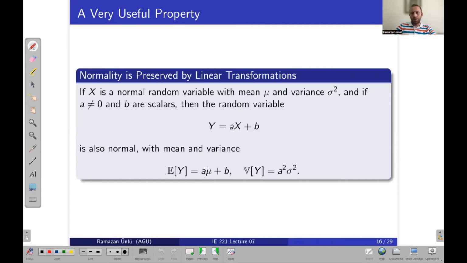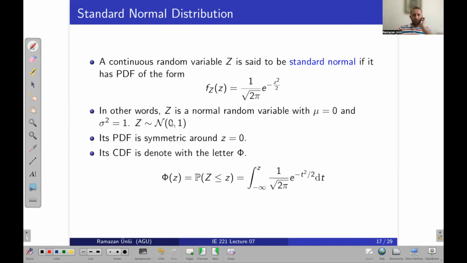So why can this happen? Because we can simply write this as a times the expected value of X plus b, and expectation is a linear operator. That's why we can simply write it in this form. And remember that the variance will not be affected by the constant values. We just take the coefficient of X and square it to calculate the variance of the new random variable. Okay? So let's continue with the standard normal distribution.